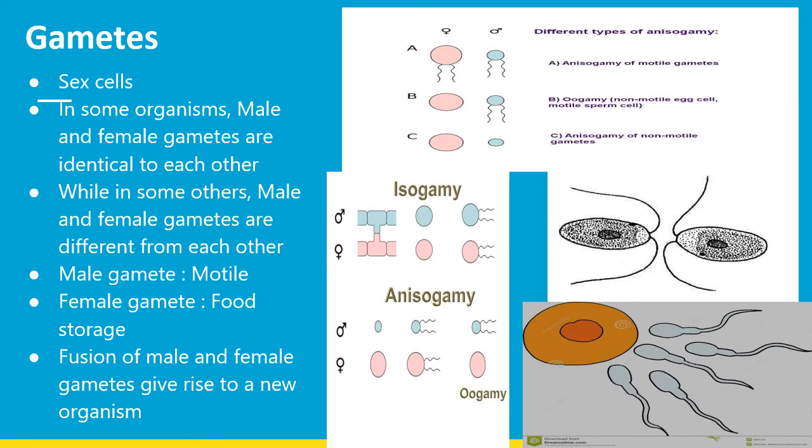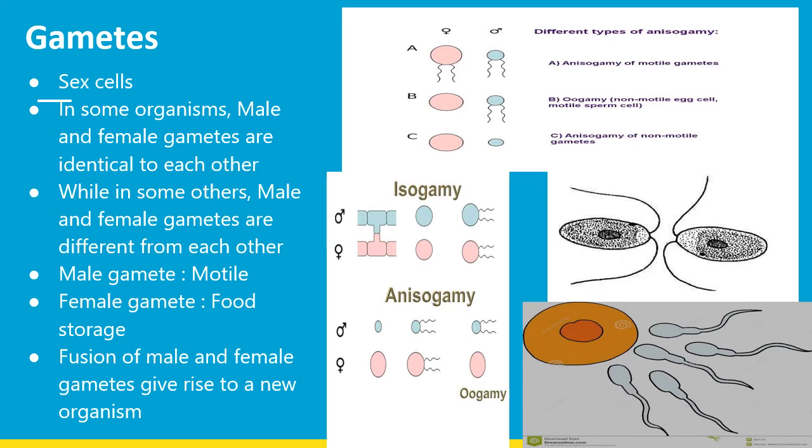And for sexual reproduction, we require gametes. I said a female gamete as well as a male gamete should be produced; these gametes are otherwise called sex cells. In some organisms, the male and female gametes are identical to each other, while in others, male and female gametes are different from each other. The male gamete is motile, while the female gamete stores food. The fusion of the male and female gametes gives rise to a new organism.